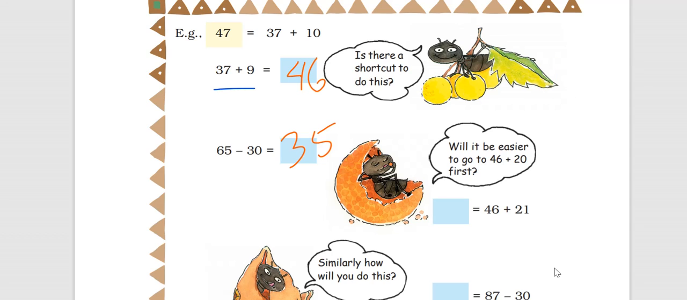Now, 46 plus 21. Okay, you are on 46. 21 is 2 tens. Let's go 2 steps up. 56. One more step up is 66. Now, add a 1. So, take 1 step to your right. That is adding 1. You come down to 67. Okay.